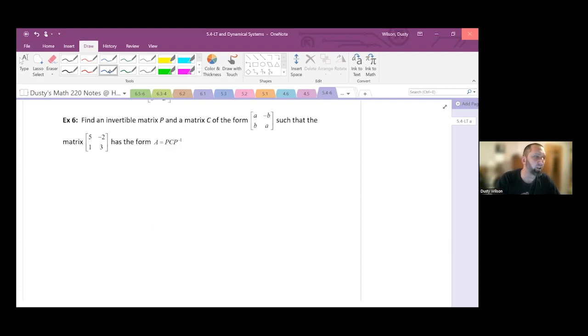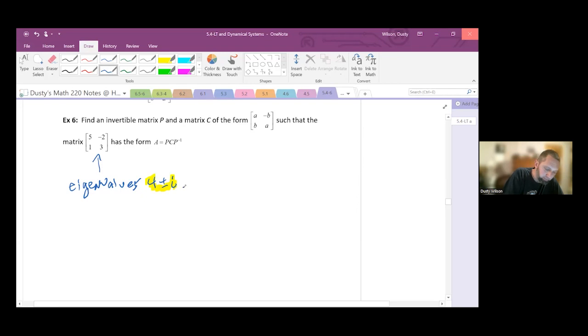Example 6. Find an invertible matrix P and a matrix C of the form a, -b, b, a, such that the matrix 5, -2, 1, 3 has the form A equals P C P inverse. So notice this is a matrix that we've played with before, and we already saw earlier that it has eigenvalues that are 4 plus or minus i. So the eigenvalue that we care about is the 4 minus version.